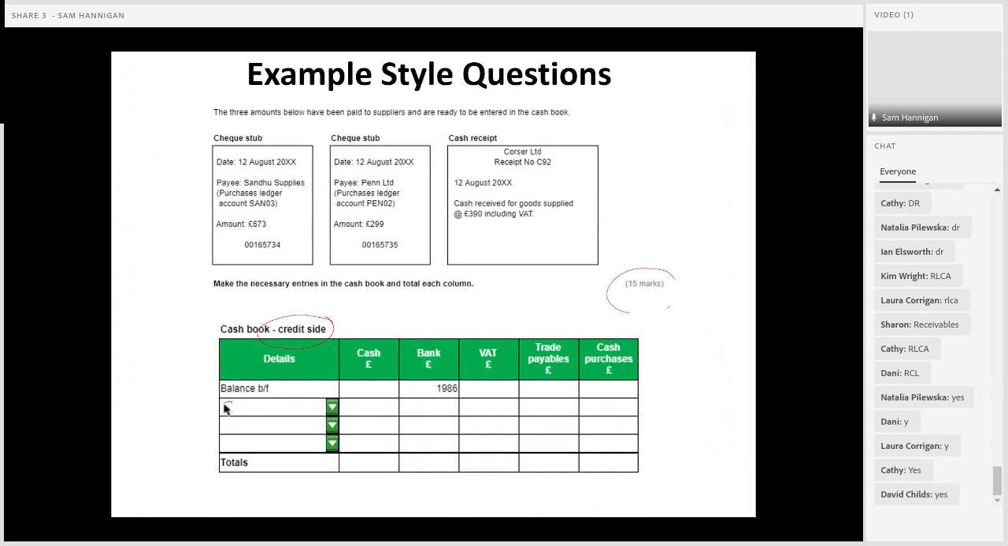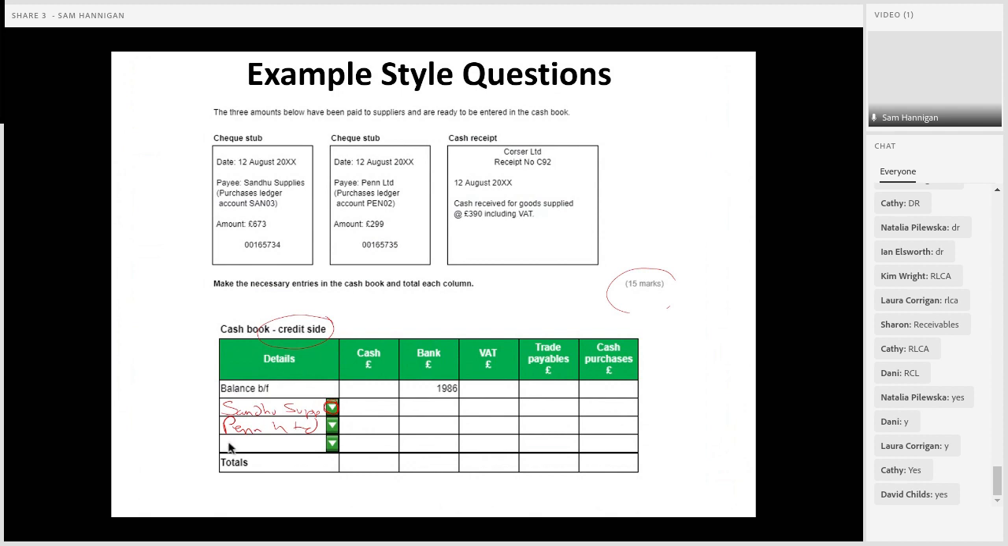Then what we're going to do is say check stub number 165734. So that is to Sandhu Supplies. Now you see here, you've got this little arrow. When you click on that, it will give you options. It'll give you every possible option, and you could pick one and it'd be wrong. The details are the supplier name. So do that first if it makes you feel better. Then you've got Pen Limited, and then on here you've got Corsa Limited, cash received for goods.